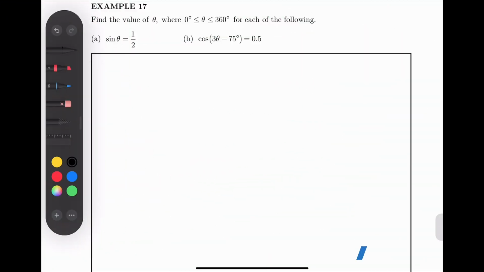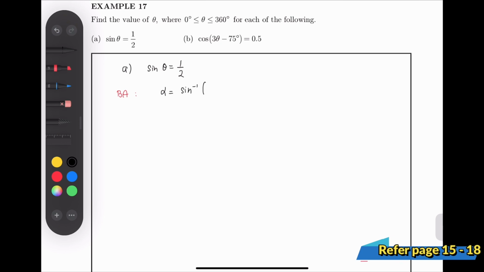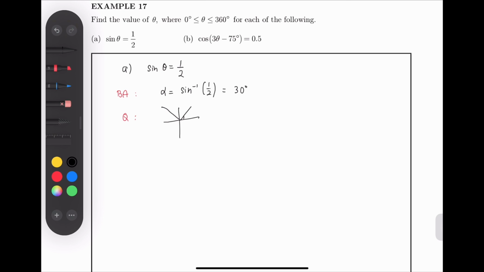Example 17. Find the values of theta where theta is from 0 to 360 for sin theta equals a half. Alright, so let's start. The first step is to find the basic angle. Alpha is basically arc sin 1 over 2, and the answer is 30. The second step is to find which quadrant, and since sine is positive, it's in quadrants 1 and 2.